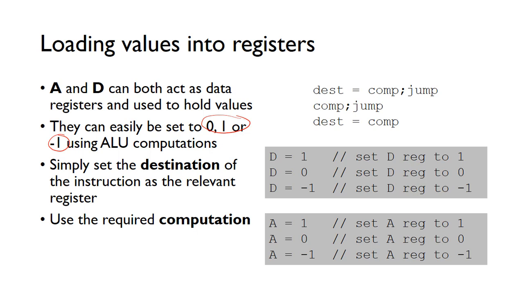So for these examples, we're just going to use this C instruction. We're going to set the destination equal to the required computation. So, very simple examples: D equals 1, D equals 0, D equals -1. The same with the A register. It's very easy to load 0, 1 or -1 into either the D or the A register.